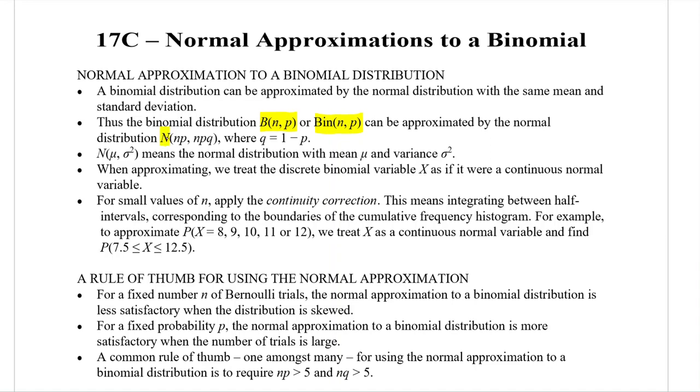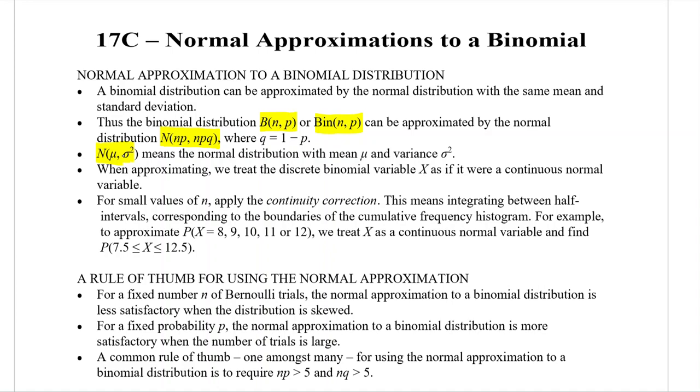So we use N for normal distribution, np comma npq. And q is obviously still 1 minus p. np is what, in our formulas that we learned last lesson? np is the mean, it's the mu. And npq is the variance, so it's the standard deviation squared. So it can also be written like this one down here. So that means the normal distribution with the mu and the variance in there.